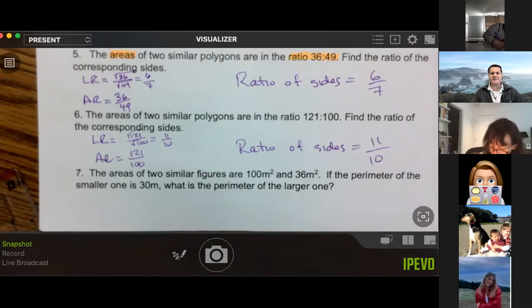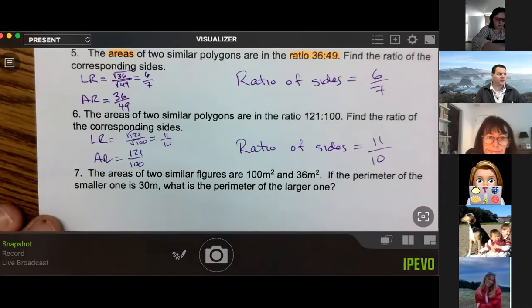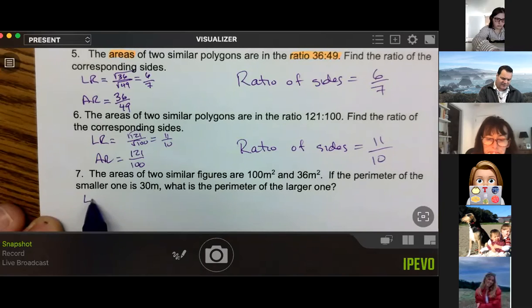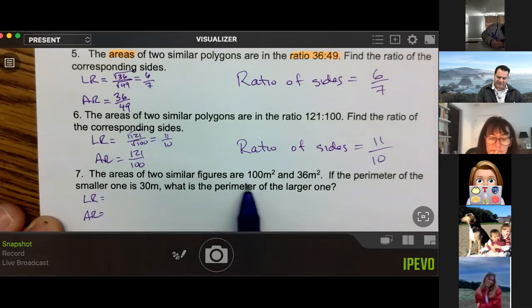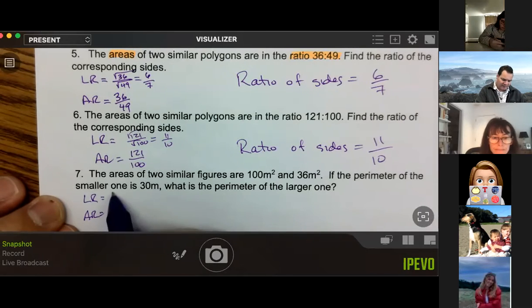Okay, how would we use this to solve a problem though? Well, the area of two similar figures is 136. If the perimeter of the smaller one is 30, what's the perimeter of the larger one? So again, we'll start off with our LR and our AR. This time they give us areas, so I'm going to put those in the AR. And this time there's a chance to reduce them. I could reduce these because they're both even numbers, for example. But I'm not going to because I see these are perfect squares. 100 is 10 squared and 36 is 6 squared.